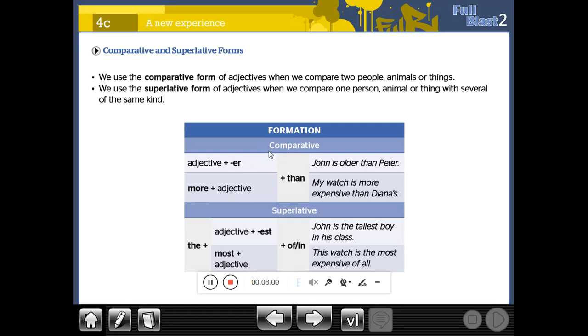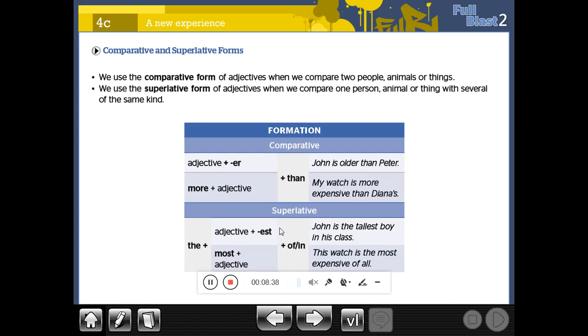Comparative adjective plus er, we add er, like John is older than Peter. If the adjective has more than 1 syllable, like expensive, we put more before the adjective, more expensive than. My watch is more expensive than Dan's. Okay, this is about comparative.